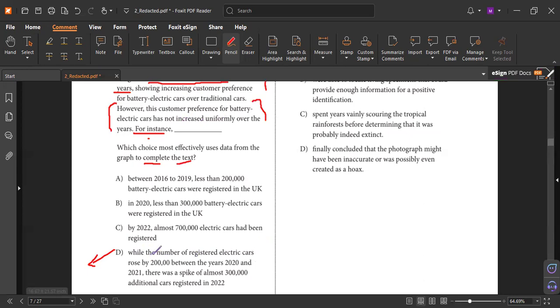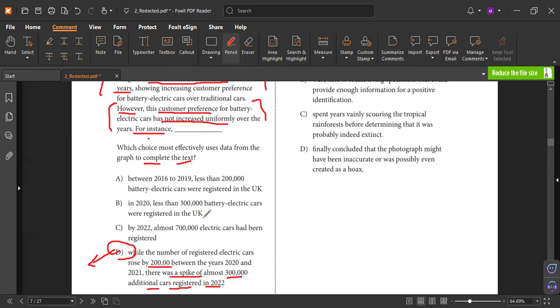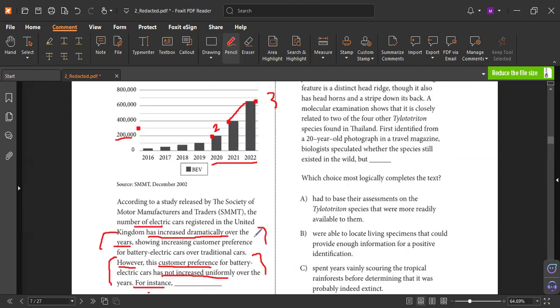You see, while the number of registered electric cars rose between, there was a spike of almost additional registered cars in 22. So increased, this means it supports the comparison between how increased and how the customer preference has not increased uniformly. Feel it? So the number of cars increased, but the preference did not. That means you need ideas to improve both of that. That's why. Now let's go to the next.